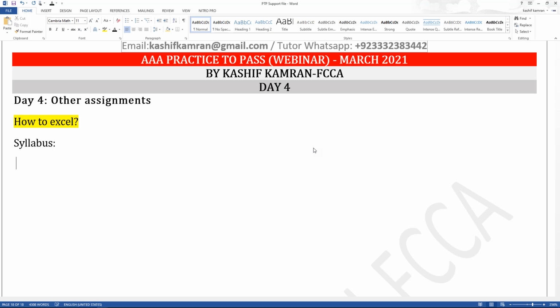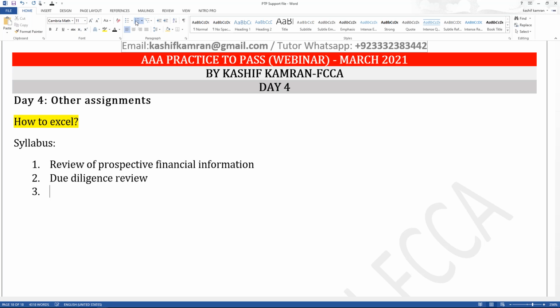Now, if you look at the syllabus for other assignments, there are 4 other assignments in your syllabus. One is a review of prospective financial information. Then you have a due diligence review. Then you have a forensic audit, and then you have audit of performance information. So these are the 4 assignments you have in the syllabus area F of your AAA.